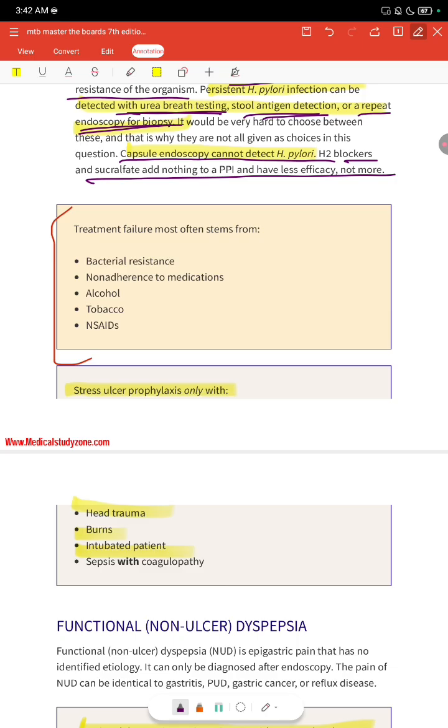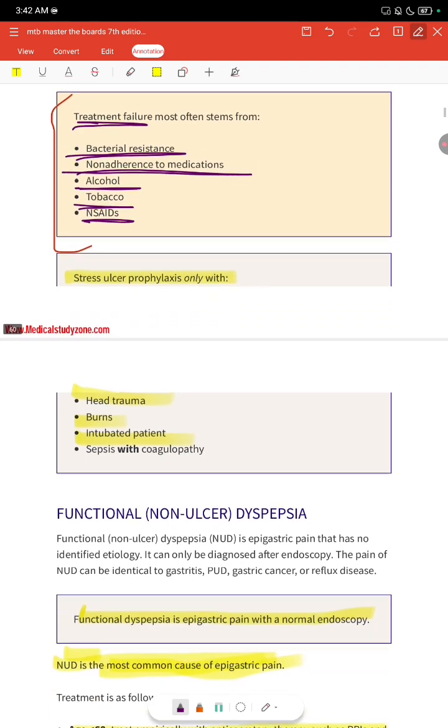Treatment failure most often stems from bacterial resistance, which is the first reason. Non-adherence to medication is another, if the patient is not showing compliance. Others are alcohol, tobacco, and NSAIDs.